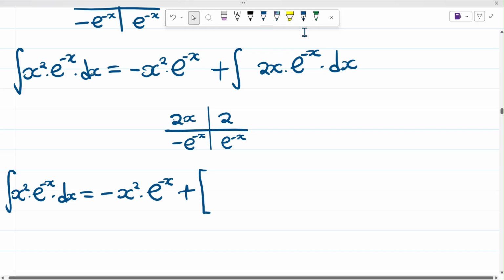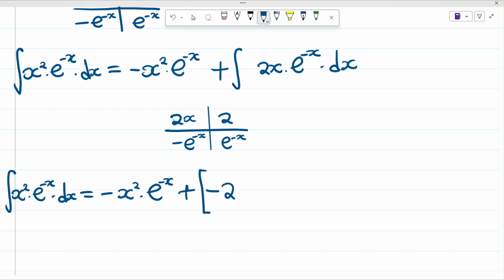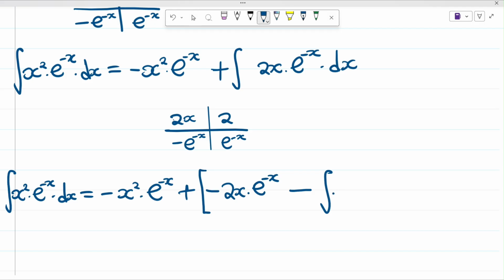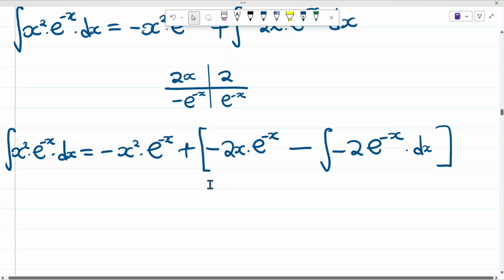Now I want to apply my integration by parts here for this case. So it's going to be second quadrant multiplied by third. So this is going to be negative 2x e to the power of negative x, of course, minus the integral of what? Integral of first multiplied by third. So this is going to be negative 2 e to the power of negative x dx, yeah? And then I close.